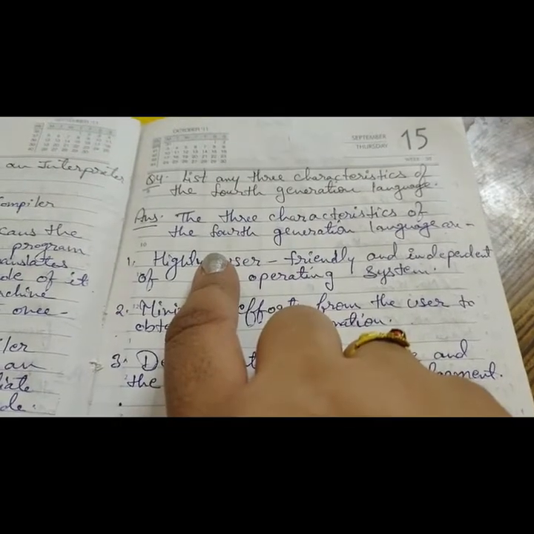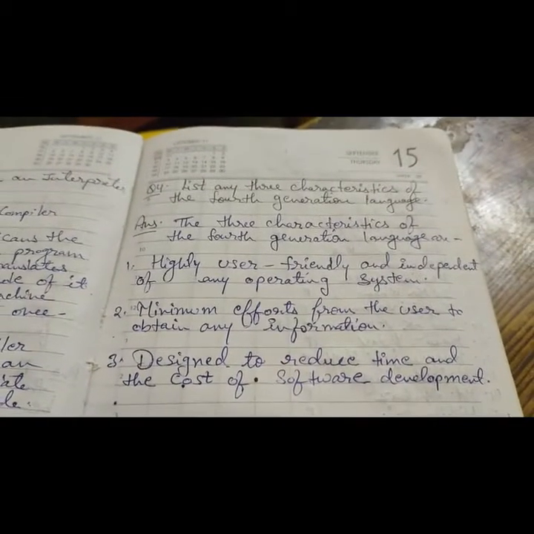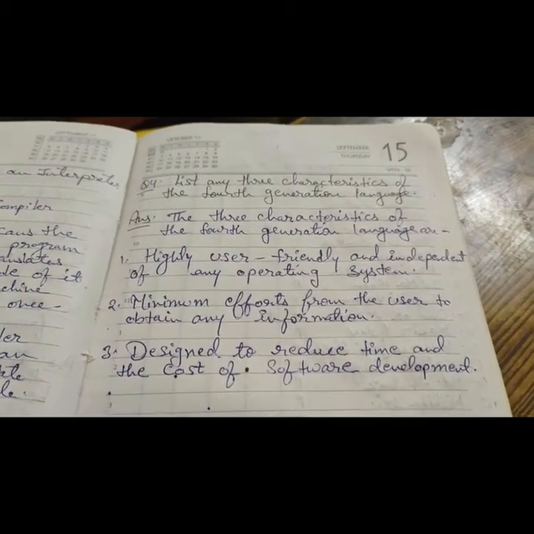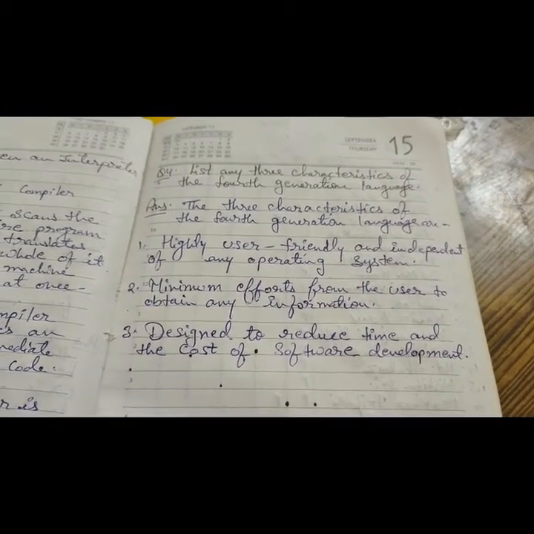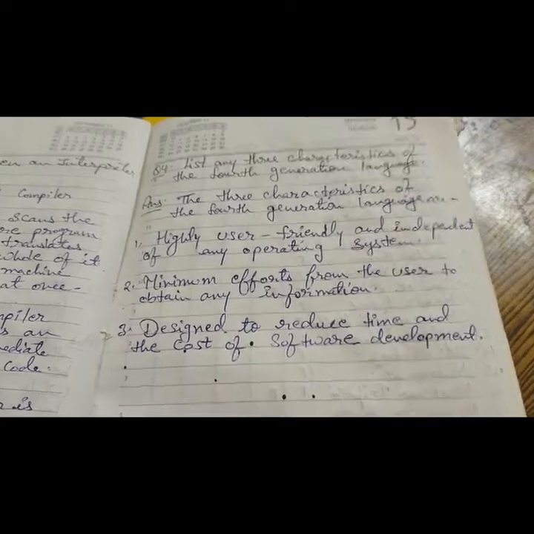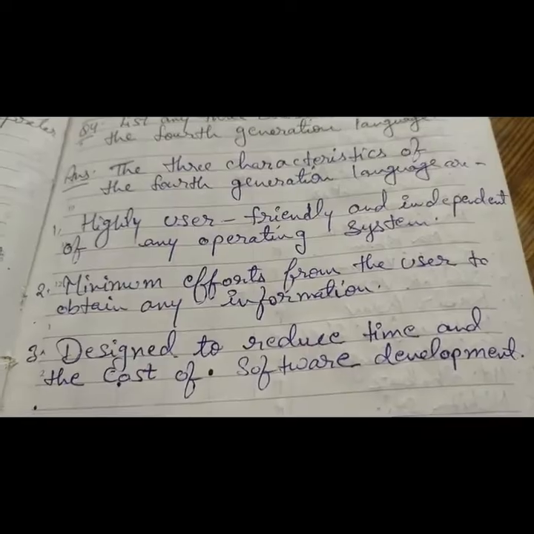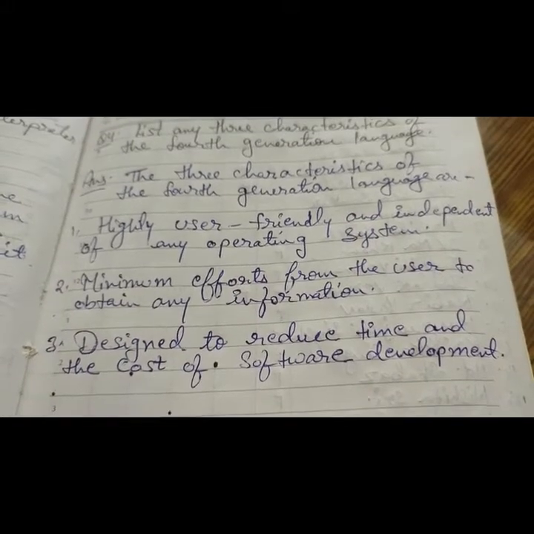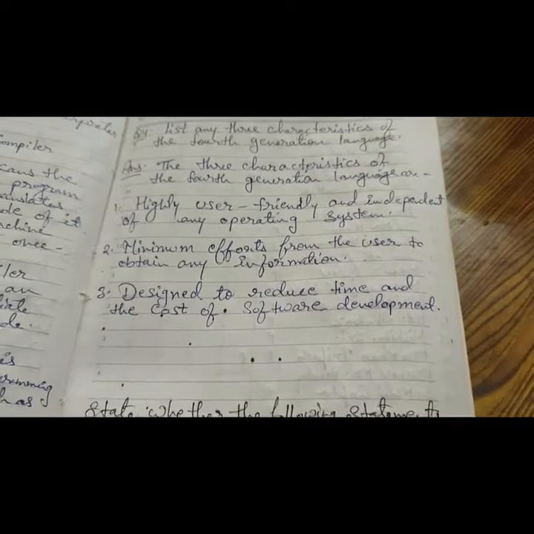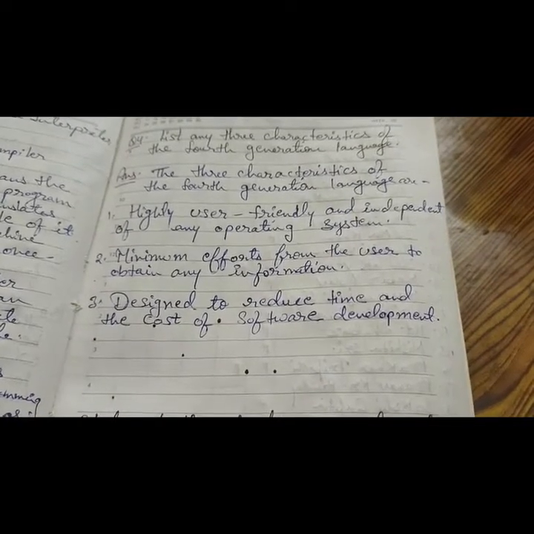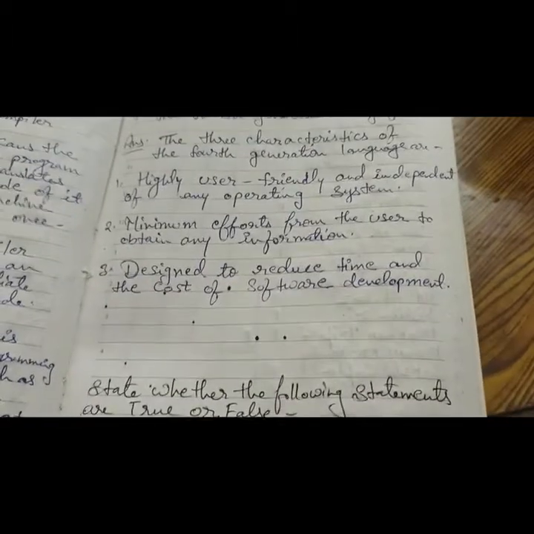Our next question is question number 4. List any three characteristics of the fourth generation language. Answer: the three characteristics of the fourth generation language are highly user friendly and independent of any operating system. This is point number 1.